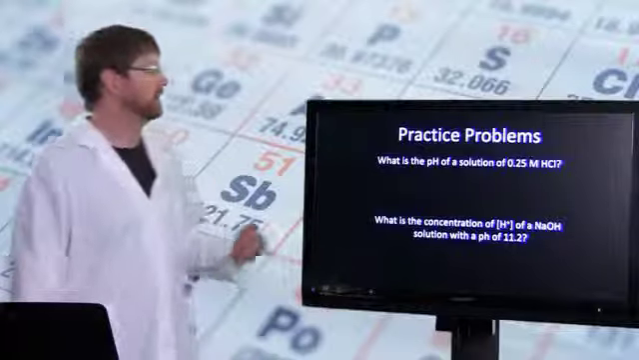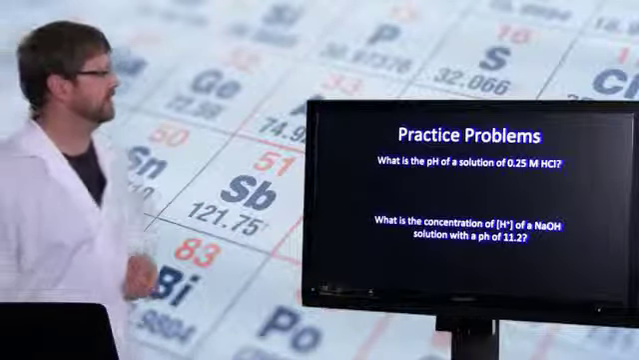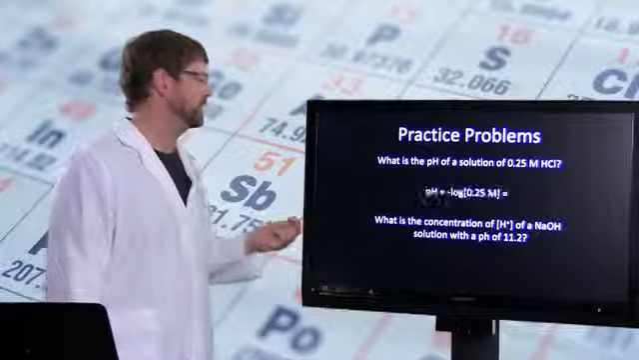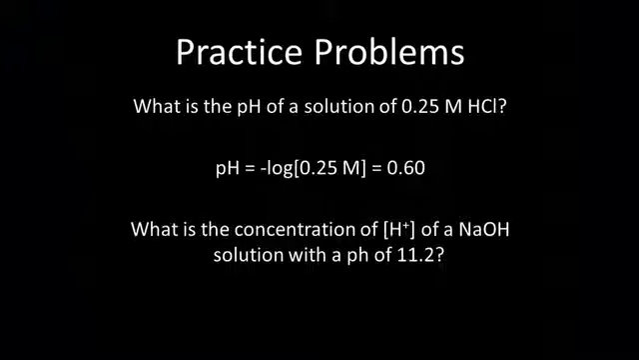All right, now what is the pH of a solution of 0.25 molar HCl? Well, plug it into the pH equation. Minus log of 0.25 equals 0.60 pH.